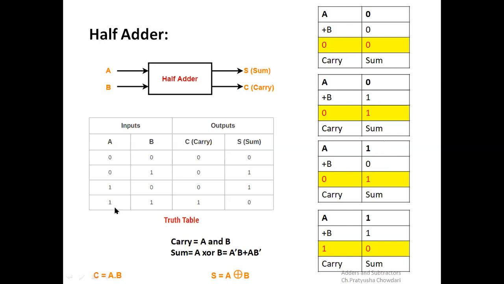Last combination, 1 and 1. A is equal to 1 and B is equal to 1. If I add 1 and 1, in a normal decimal scenario, the answer is going to be 2. Even in binary it is 2, but we represent 2 in binary as 1, 0. So sum is equal to 0 and carry is equal to 1.